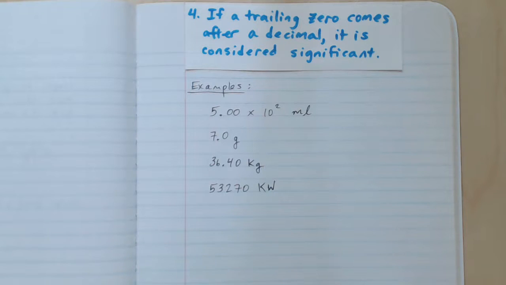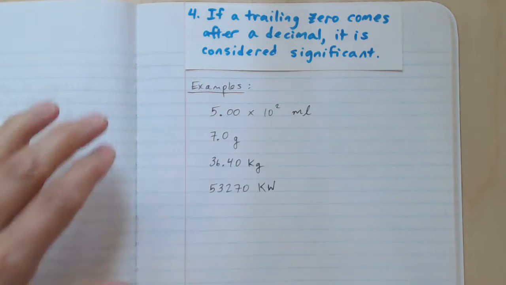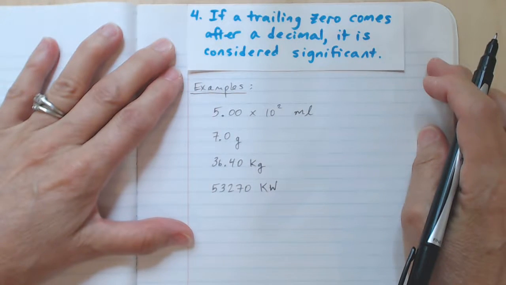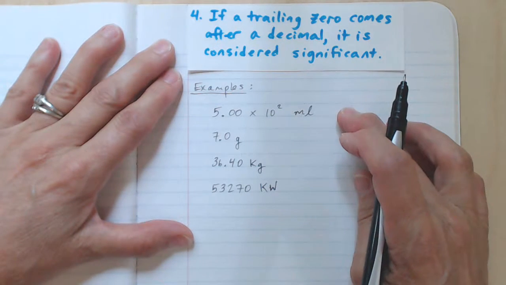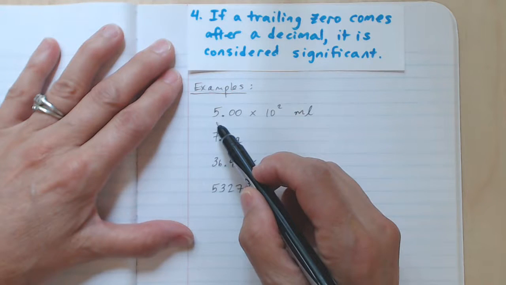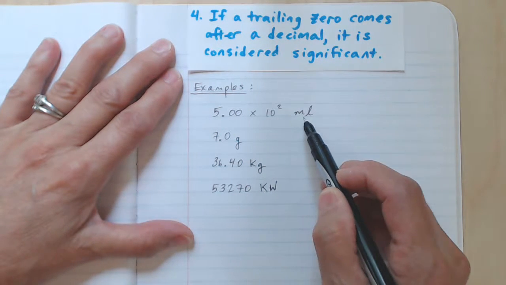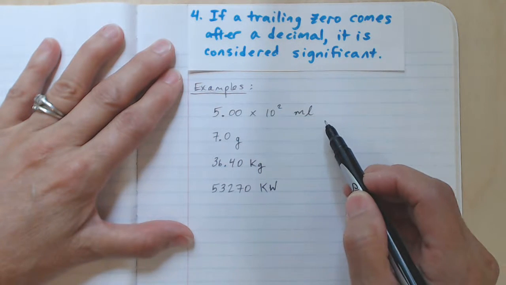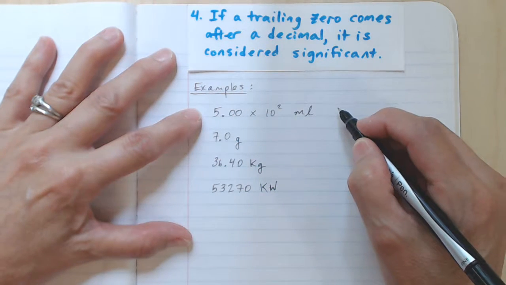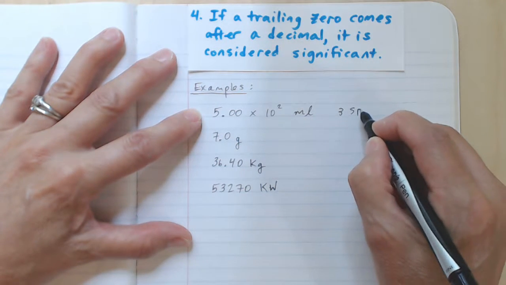And for the last note on significant digits, if a trailing zero comes after a decimal, that zero is considered significant. So here's some examples let's talk about. First of all, 5.00 times 10 to the second milliliters. Well, because these zeros come after a decimal, they're considered significant. So in this first example, there are 3 significant digits.